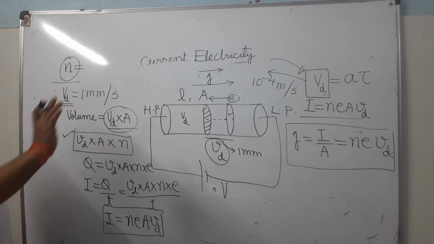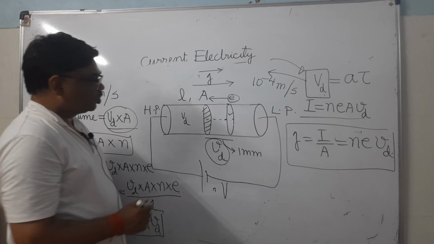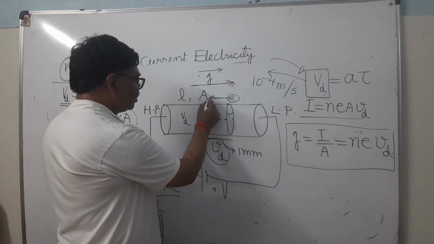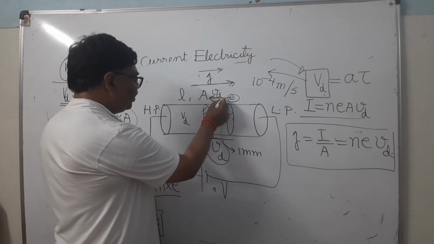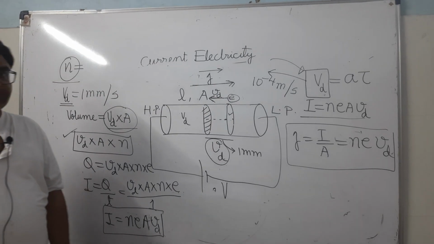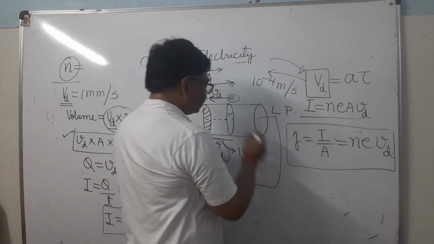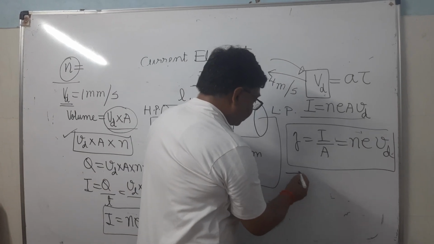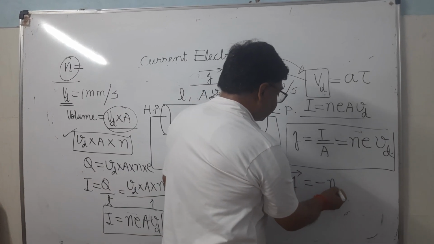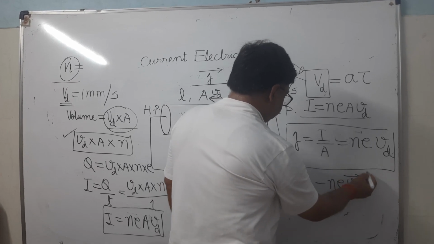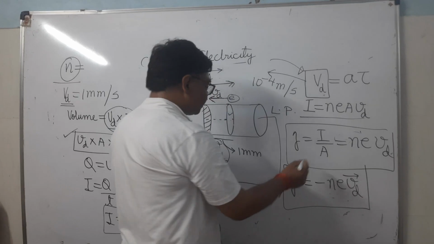If you write this expression in vector form, you can see here J is in this direction while Vd is in the opposite direction. Vd is the drift velocity of free electrons, which is directed towards the higher potential end. Both are in opposite directions. So in vector form we will write J equals minus n e Vd. This will be the vector expression.